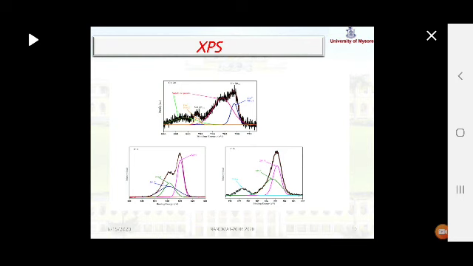Also here the HRXPS result showed the composite formation, and also it showed low crystallinity of the composite. The oxygen peak at 531 electron volt indicates the presence of oxygen vacancies on the surface of the composite. Moreover, the XPS results also reveal the presence of a certain amount of carbon in the composite. This is due to the short calcination duration.